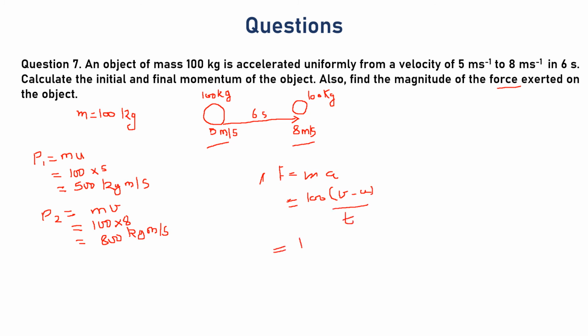So just substitute the values. What is v? V is the final velocity, 8. Initial velocity was 5. 5 divided by time. They have given 6 seconds. What was 8 minus 5? 3. 3 into 100, children, is 300. 300 divided by 6 is what? 50. And what should be the unit here, because we are finding force? What is the unit of force? Right, Newton. So 50 Newton is the force applied.